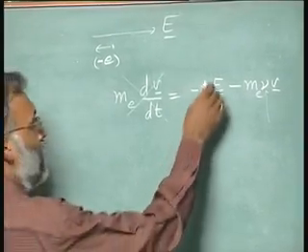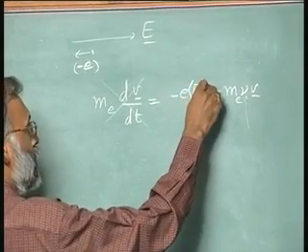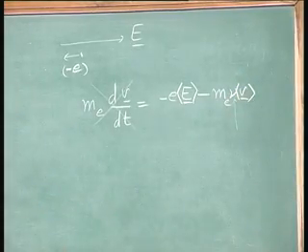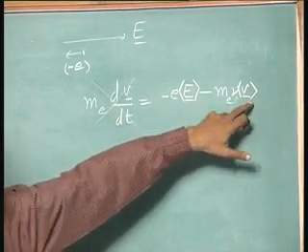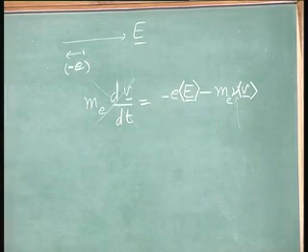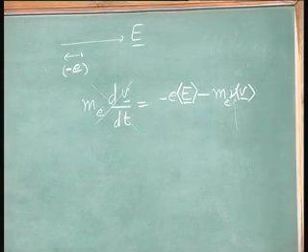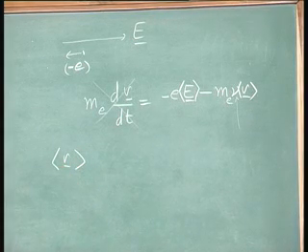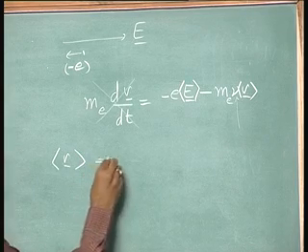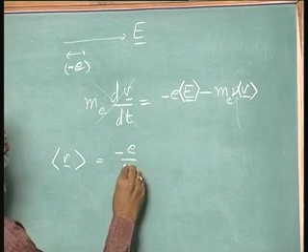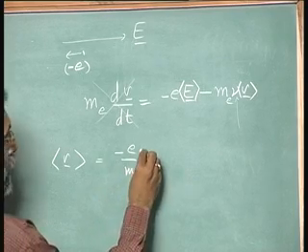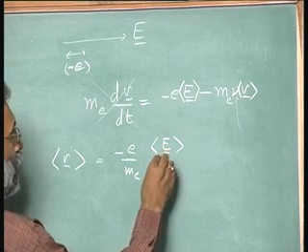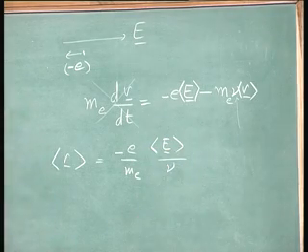So we are talking about average velocities and average electric fields. The way to denote averages is to put angle brackets around them. So what do I get? I get that the average velocity of the electron is equal to minus e over m_e times the average electric field over nu.